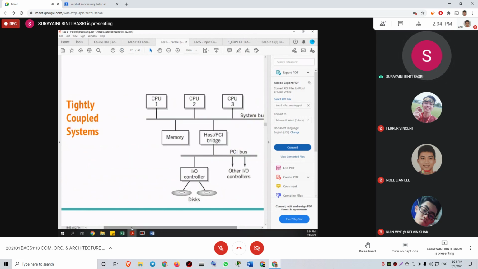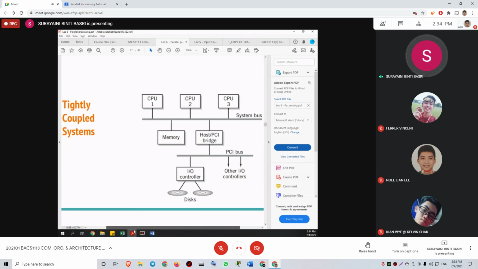Okay, so this is the diagram that can visualize what a tightly coupled system is. You have more than one CPU, and then you have one system bus. This system bus has access to the shared memory, and it also has the connection to the same input-output devices. Okay, so this is what is tightly coupled. Remember, the difference is that it shares the same memory, and it shares the same input-output devices.